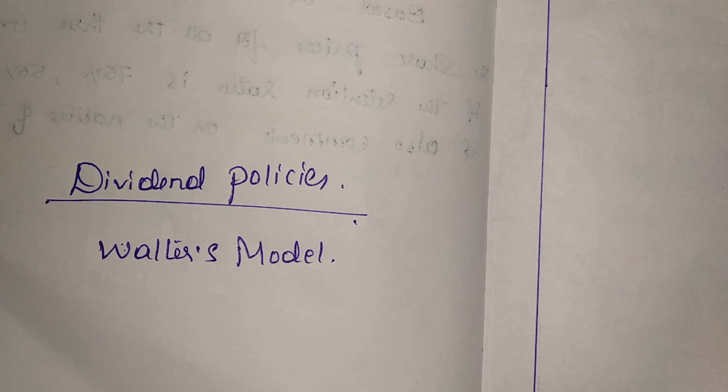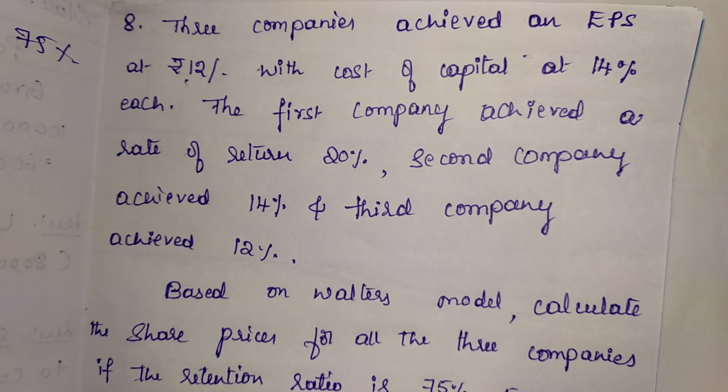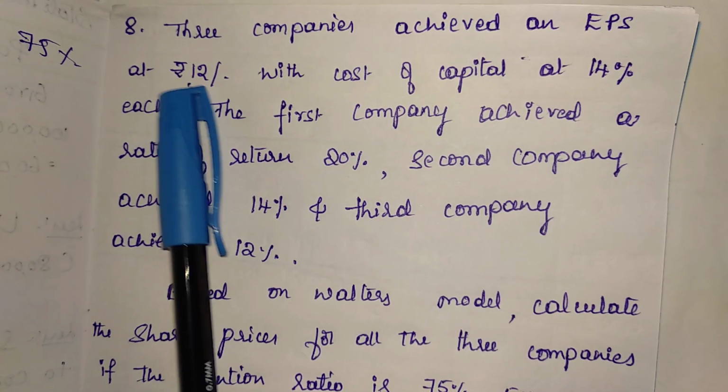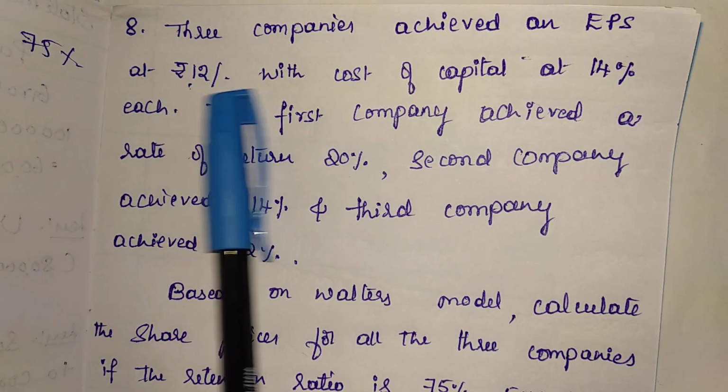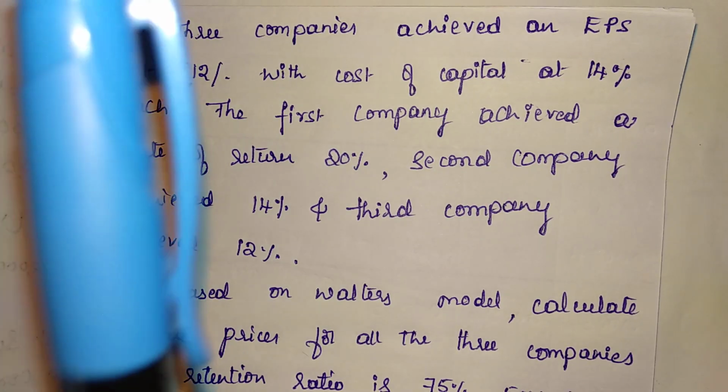This is the first model, Walter's model. We'll see problem number 8. Three companies achieved an EPS of rupees 12. So EPS for all the three companies is 12 only. And cost of capital is 14%, the same for all three companies.